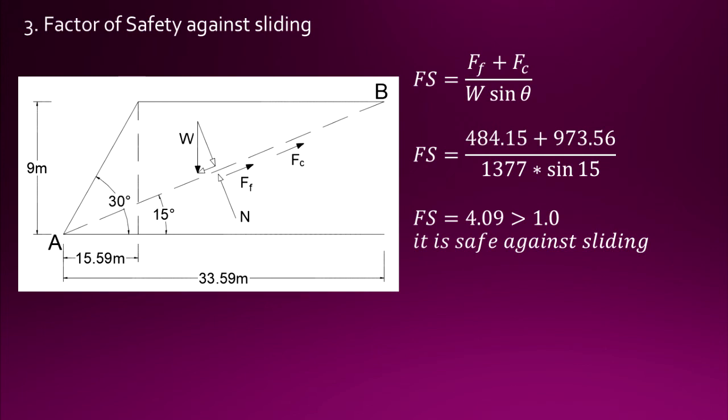Now, for the last one, to solve the factor of safety against sliding, we should have the frictional force, we should have the cohesive force, we have W weight, we have theta, then we could already solve for factor of safety. Now in here, we have a factor of safety of 4.09, quite high, which means that this type of slope can withstand that certain height of soil. So this is still safe against sliding. Always remember, having a low factor of safety is not good. Having a high factor of safety means that it's quite safe.